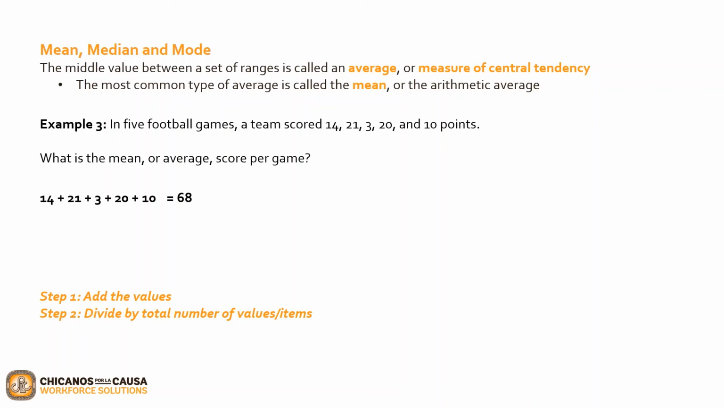Now, for step 2, we're going to divide by the total number of values or items. That means we're going to divide this sum of 68 by how many sets of data we were provided, or how many items. We were provided with 5 different score points, okay? So we're going to divide 68 by 5. This gives us a final answer of 13.6 points per game. So that means that on average, in football games, 13.6 points are scored per game.